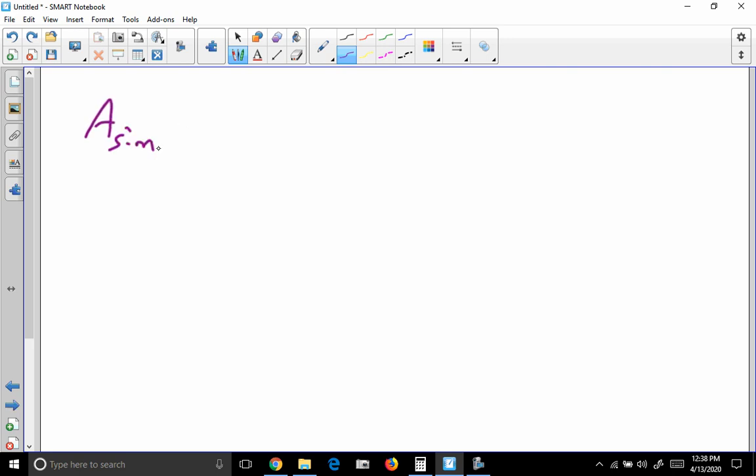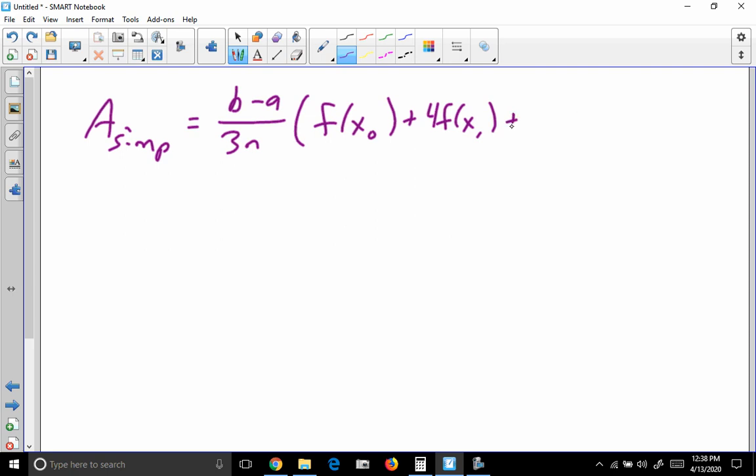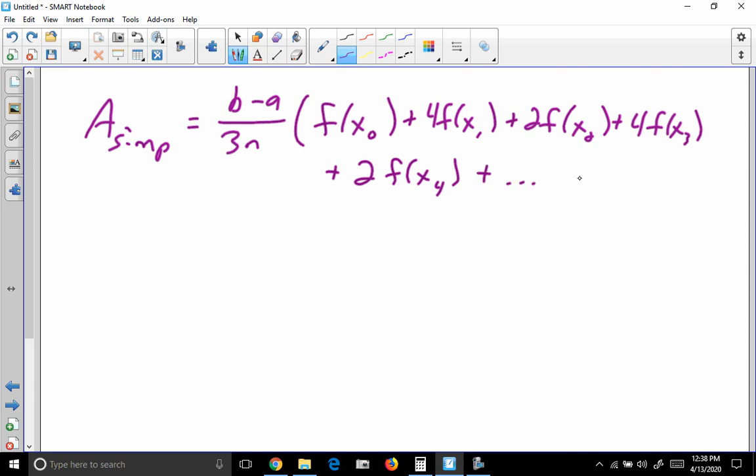Approximating the area using Simpson's rule, it's b minus a over 3n, times the function at the left side, plus 4 times the function at the next x value, twice the function at the next one, 4 times the function at the next one, 2 at the next one, and then whatever the last one is just gets counted once.